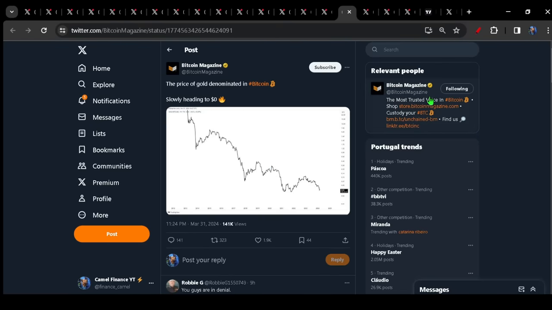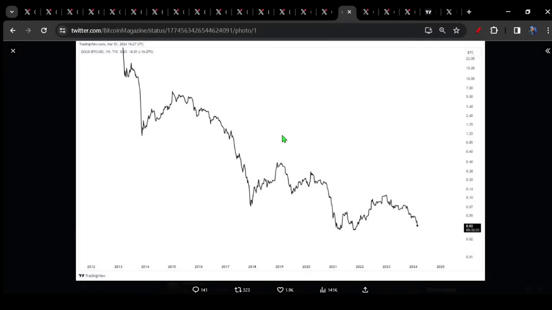And I'm seeing a lot of this, okay? It goes back to that idea about sentiment being beaten down for the miners. The same is true of gold. I'm seeing this chart doing the rounds at the moment. This is the price of gold denominated in Bitcoin slowly heading to zero, okay?